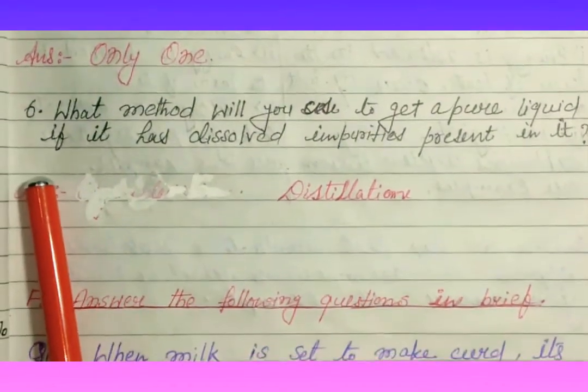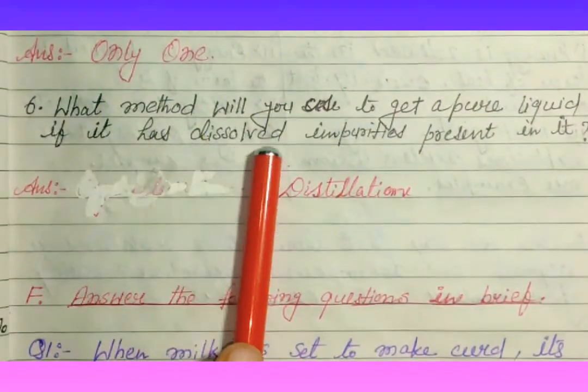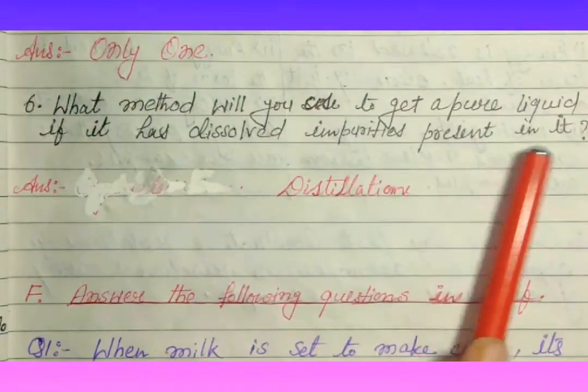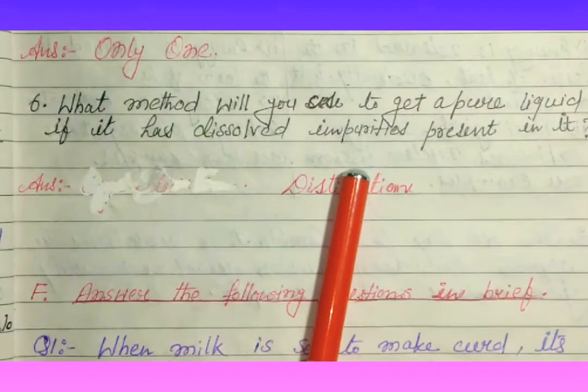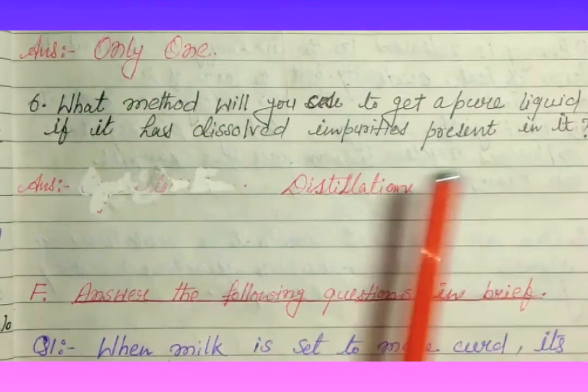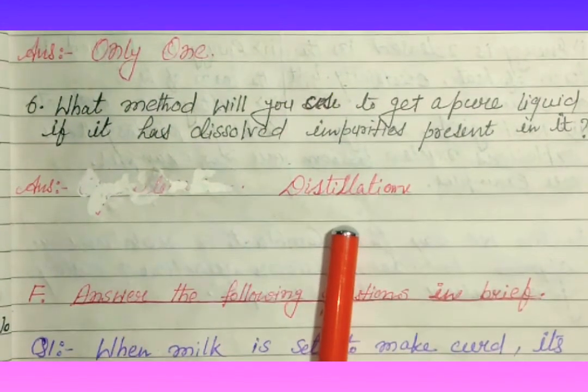Question number 6, what method will you use to get a pure liquid if it has dissolved impurities present in it? The answer will be distillation.